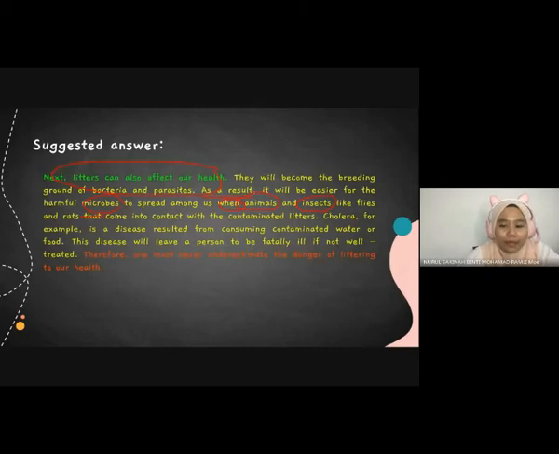Okay, and then cholera, for example. Okay, you are giving an example here. Usually when we explain, we will give one example. It's a disease. So you explain here, what is cholera? Cholera is a disease resulted from consuming contaminated water. Okay, you explain later that a person will be fatally ill if not well treated. Okay, so you conclude your paragraph here. Therefore, one must never underestimate the danger of littering to our health. Make a small conclusion. It can be an emphasis.